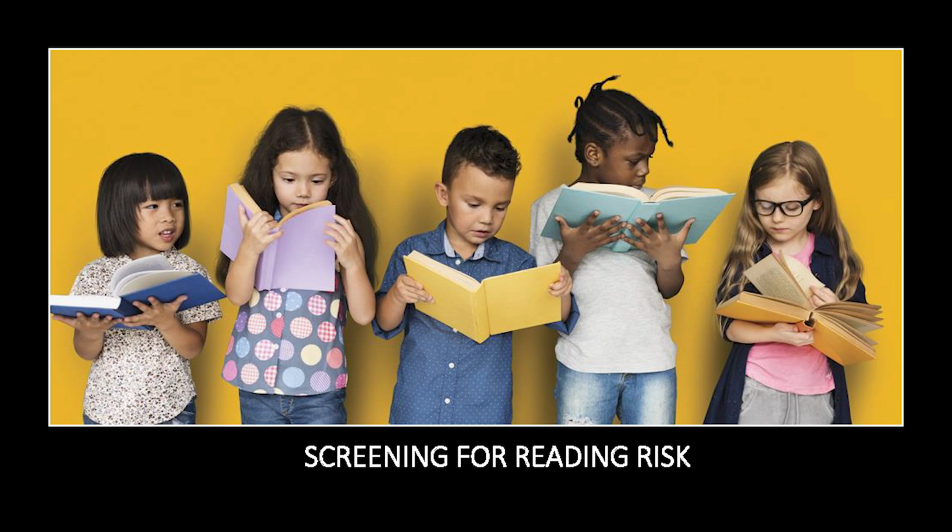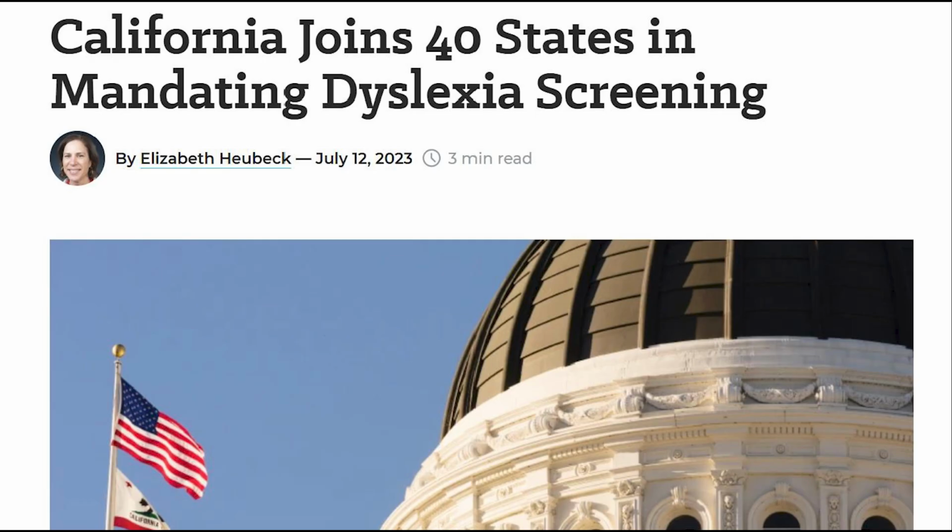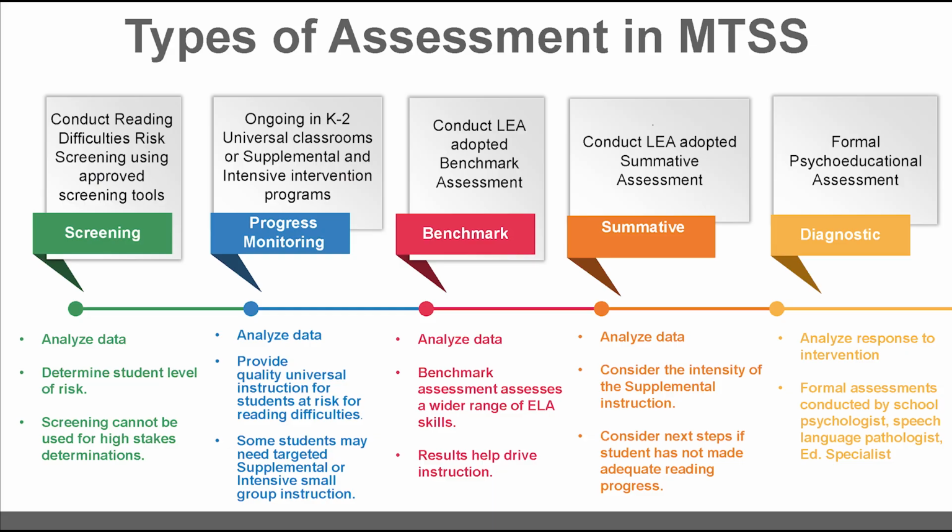Of course, that's why we're here. We're talking about RDRS implementation. And of course, you all know that California has joined 40 other states in mandating dyslexia screening, or reading risk screening, I should say. And so that's happening now. I get this question a lot too, and this is one of the slides we created for the RDRS rollout implementation: how does the screening fit into the whole MTSS assessments? The screener would be just the screener alone, as one of the first flags for reading difficulties.